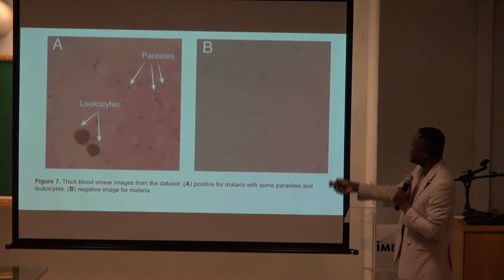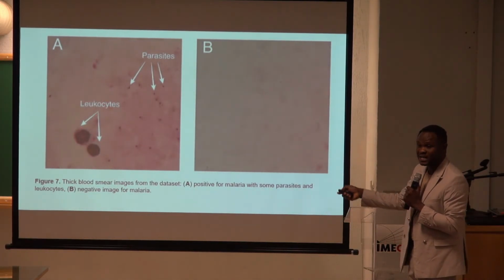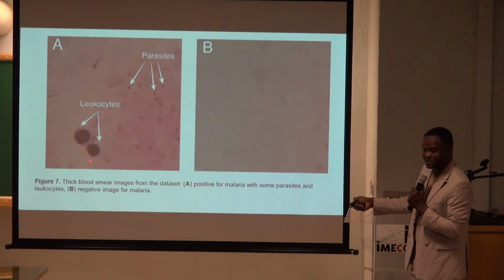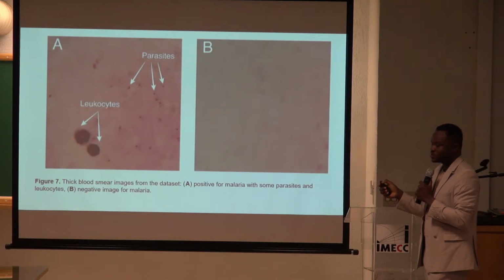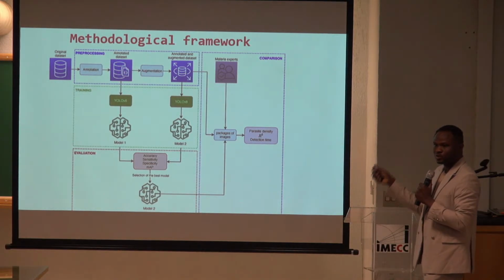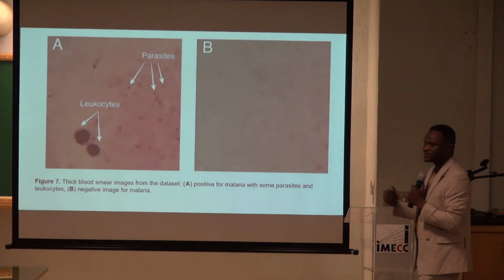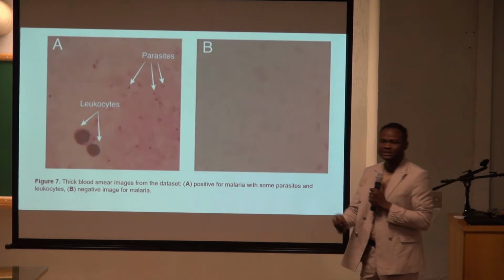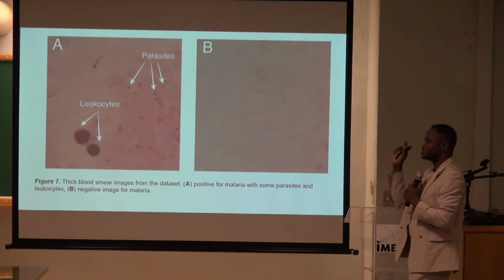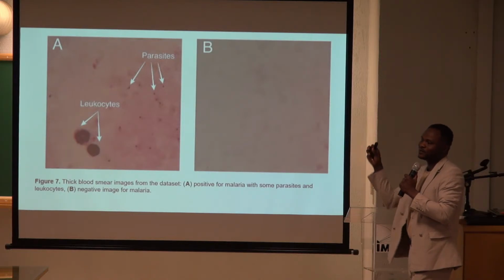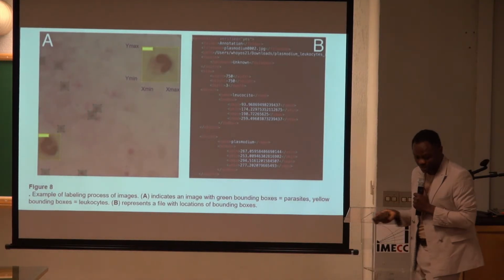Now in this work, this is what they did. They took a picture. This is a red blood cell, and this is the leukocytes. This is malaria parasites, and this is another image that doesn't have anything. So the machine was trained to be able to differentiate these two images, okay? And so it can be used to detect malaria parasite without going through high cost diagnostic tools.